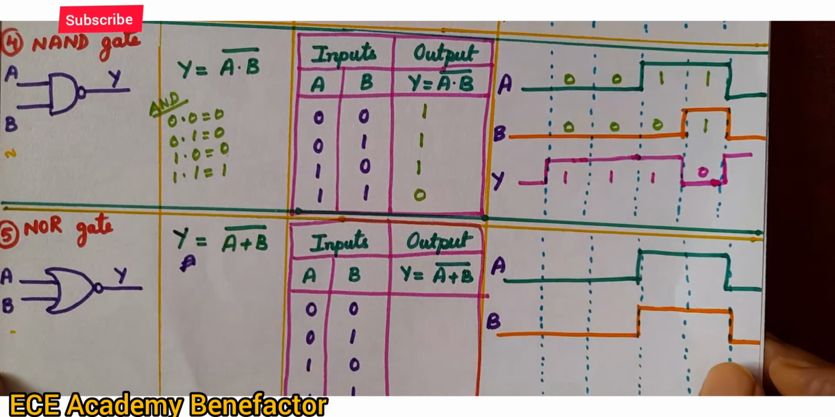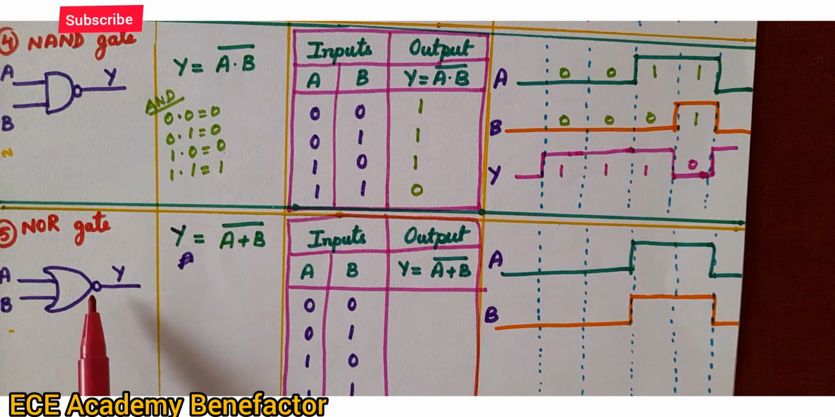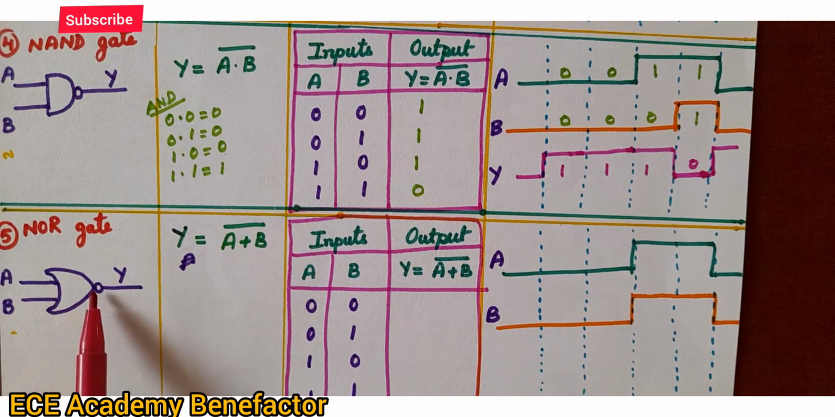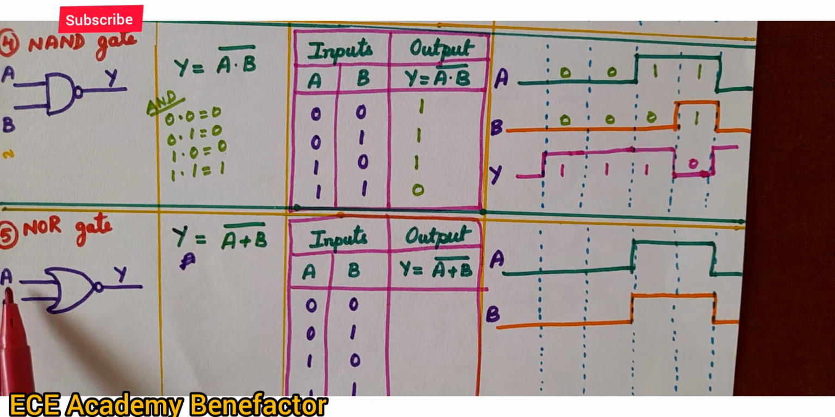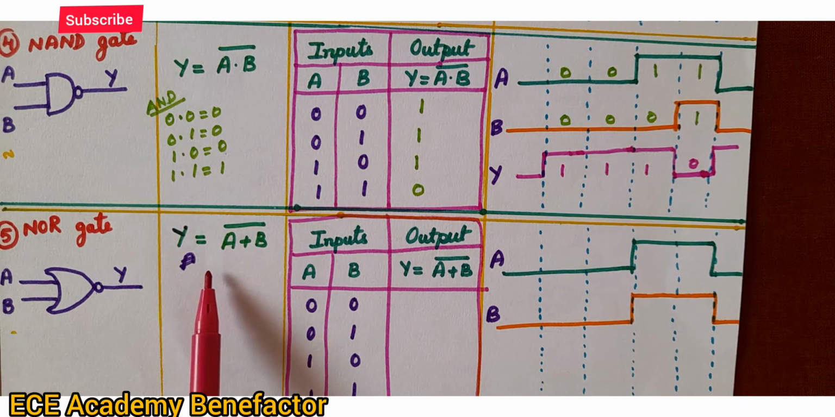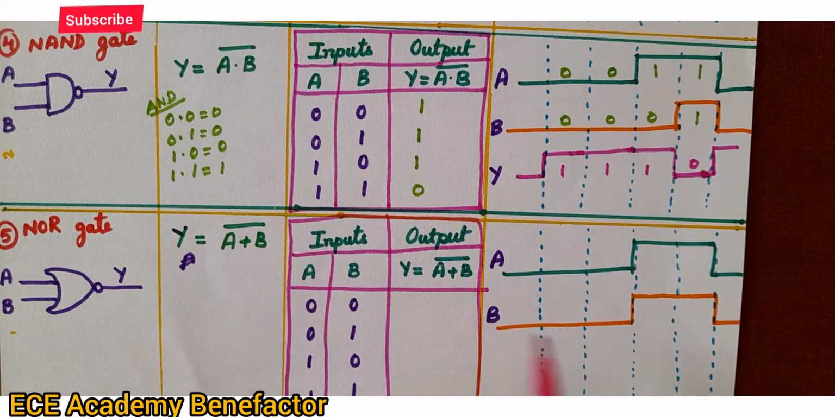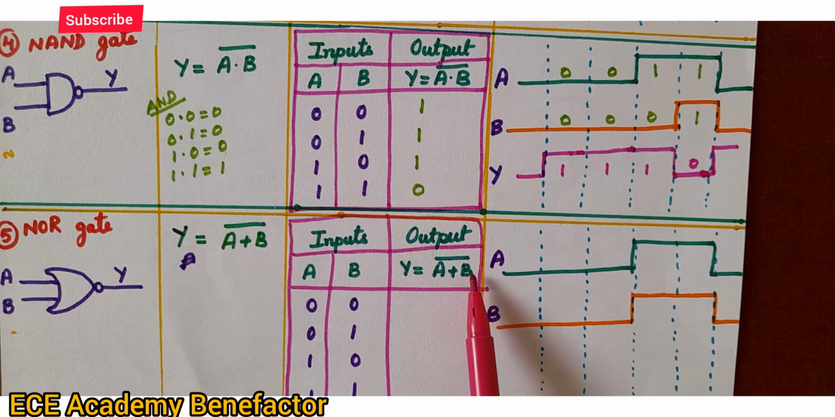Coming to the next gate, the NOR gate. It looks similar to an OR gate. The difference is that it has a bubble, so a bubbled OR gate is a NOR gate. The inputs for the NOR gate here are A and B. The output is Y. The logical expression for the NOR gate is Y is equal to A plus B the whole bar.